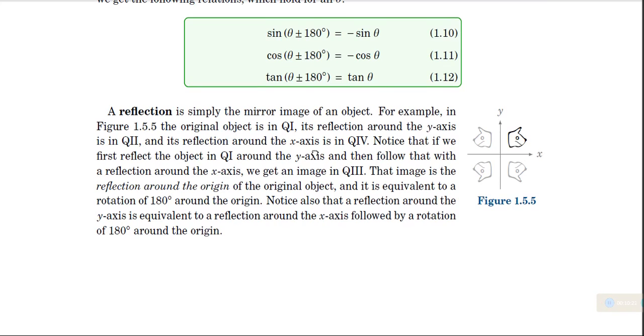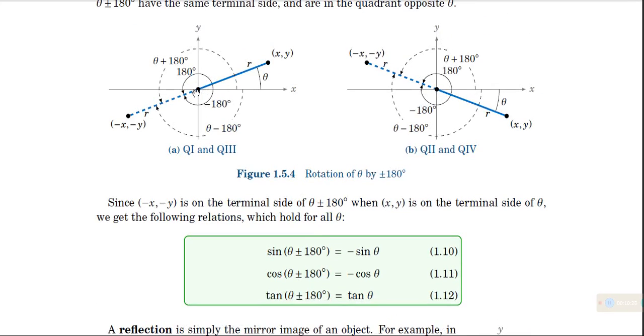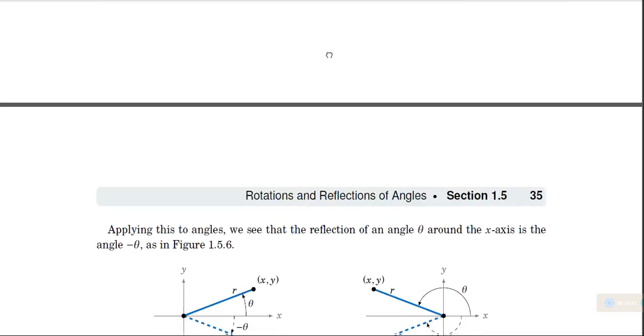Now, let's talk about reflection. When we say reflection, it is just a mirror image, okay? And usually, it is about the origin. So, when we are talking about reflections of your acute angle theta or your reference angle, it is always about the origin. It reflects about our coordinate 0, 0. Okay?